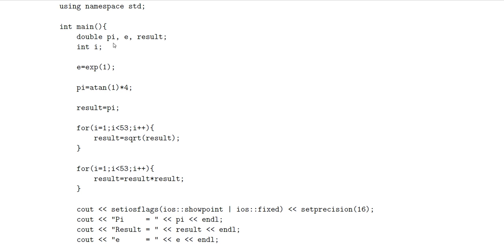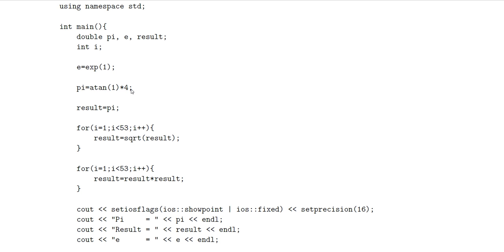I declare some variables as doubles: pi, e, and result. And then int i, this is just going to be for the number of iterations. Pi and e are just for your reference. So e I calculate by doing exp of 1. So that just gives you standard e.